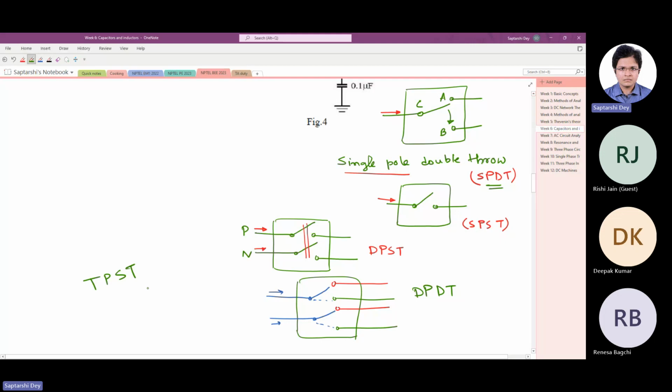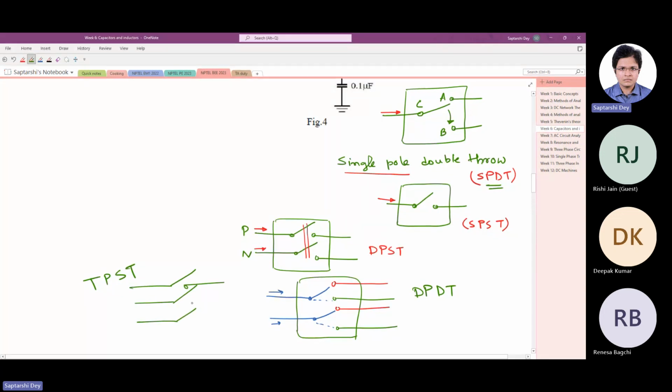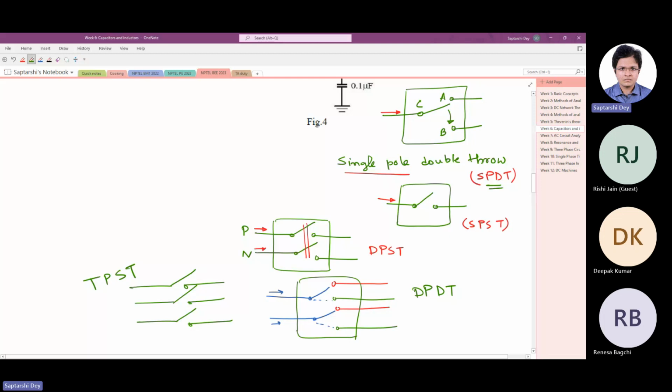Three-phase means three live wires come and they will be like this. It will be a triple pole single throw switch. There can be triple pole double throw switches also. Number of throws may be more than two also, if you have any kind of requirement. Anyway, so these are different kinds of switches that you will encounter.